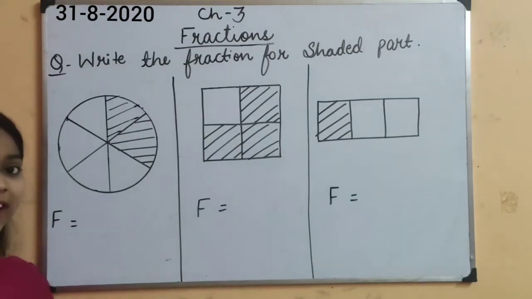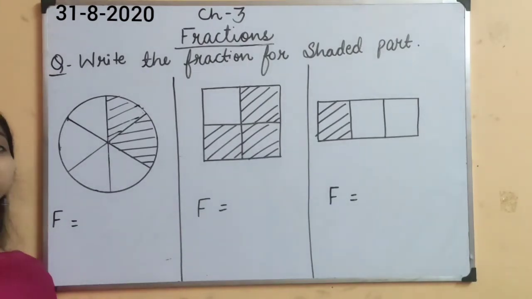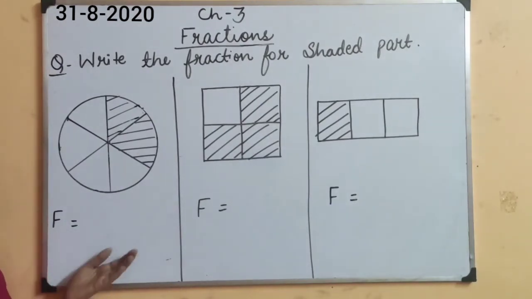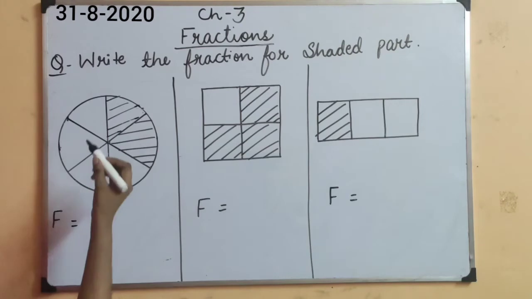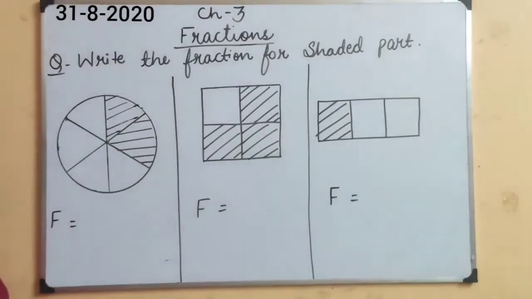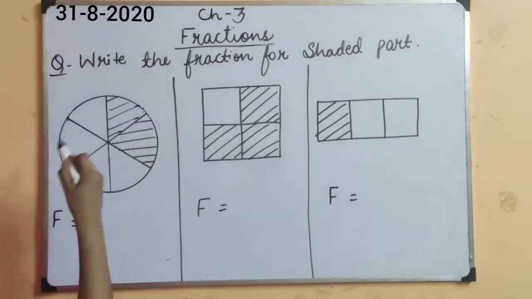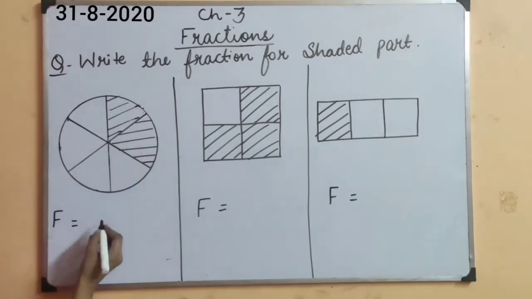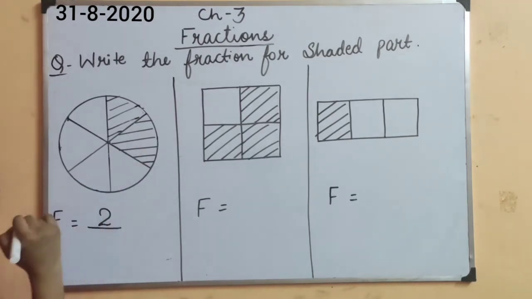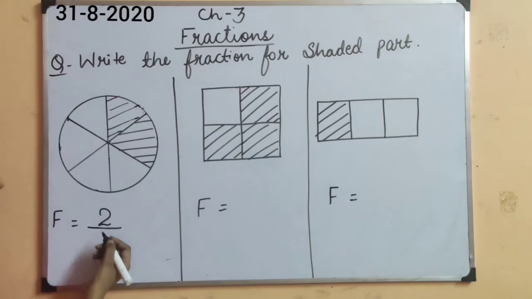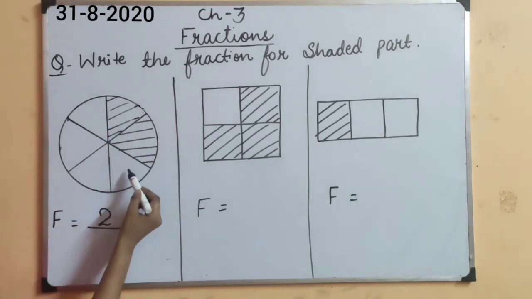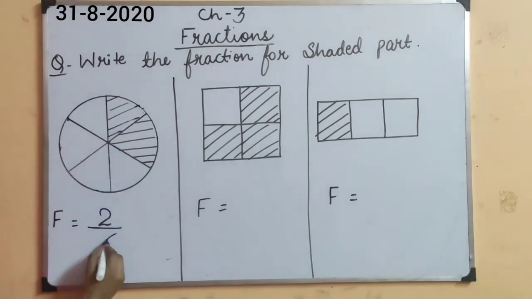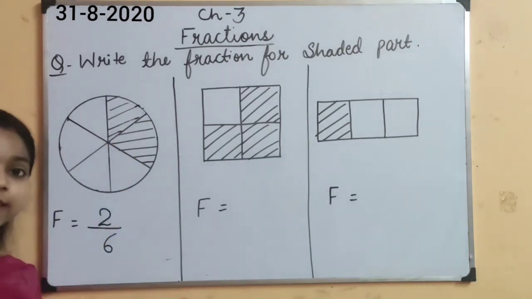Now it's your time to write the fraction for the shaded part. Like in this first question. Here, shaded part, there are 2 only. And total number of parts are 6. So the fraction for shaded part is parts taken or shaded part upon total number of parts, as total number of parts are 1, 2, 3, 4, 5, 6. So fraction is 2 upon 6.